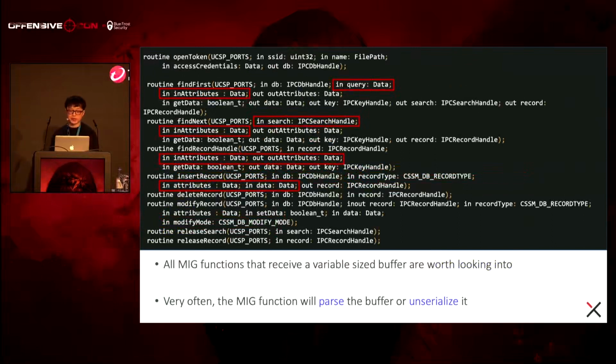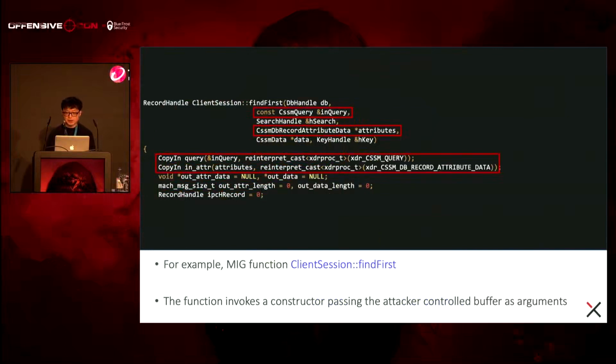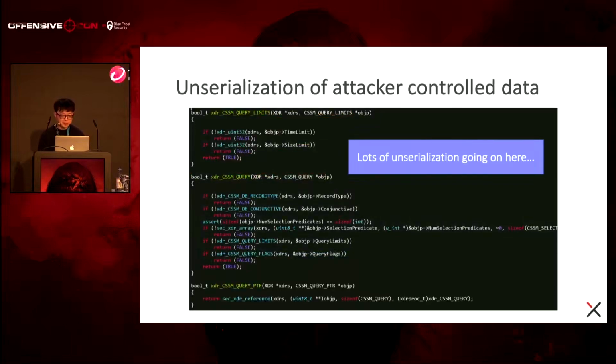And the most interesting ones are the ones that take a variable length buffer as input. These variable size input buffers are most likely going to be parsed in some kind of way in the MIG function. And this parsing is usually the source of many bugs. For example, this is a MIG function called findFirst in securityd. In the very beginning of the function, there is a call into the constructor of the object. This constructor accepts an attacker-controlled variable length buffer. And when you look into this constructor, you'll see there's a lot of deserialization going on.